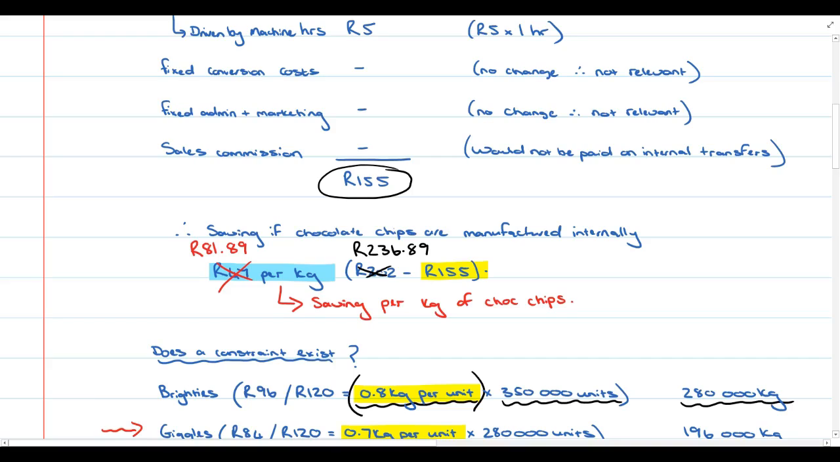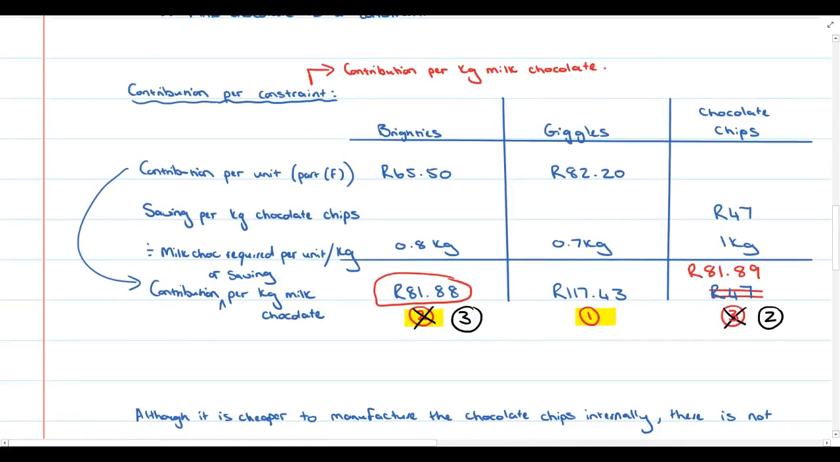So just make sure that you're happy with this logic. If it costs the company 155 Rand per kilogram to manufacture the chocolate chips internally, and if it costs them 236 Rand and 89 cents to buy the chocolate chips from the external supplier, then they will save 81 Rand and 89 cents per kilogram if the chocolate chips are manufactured internally. And then chocolate chips will be ranked number 2 and our advice will change. We will then recommend that the chocolate chips are manufactured internally because they outrank Brighties.